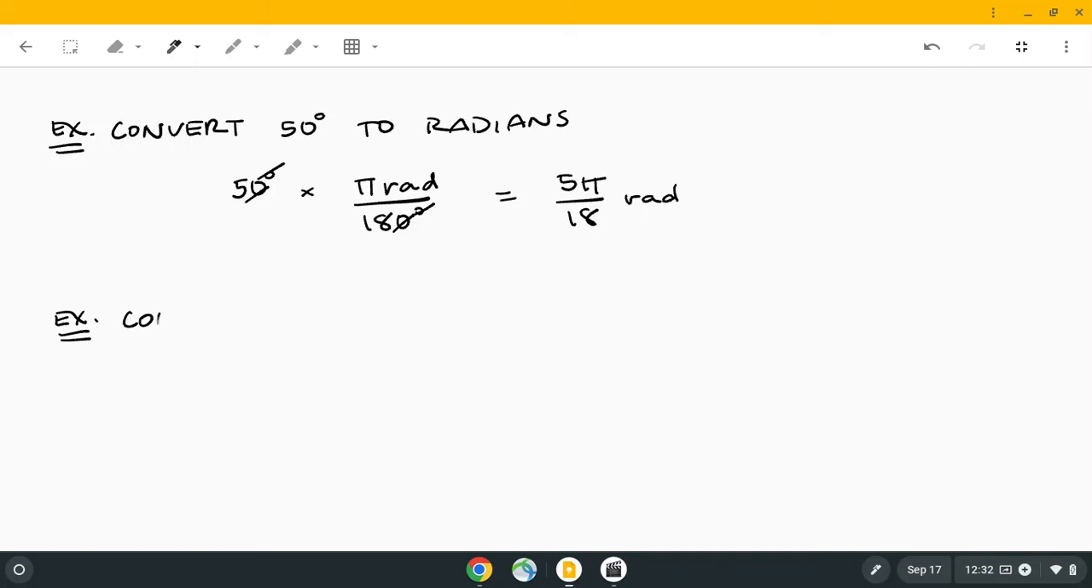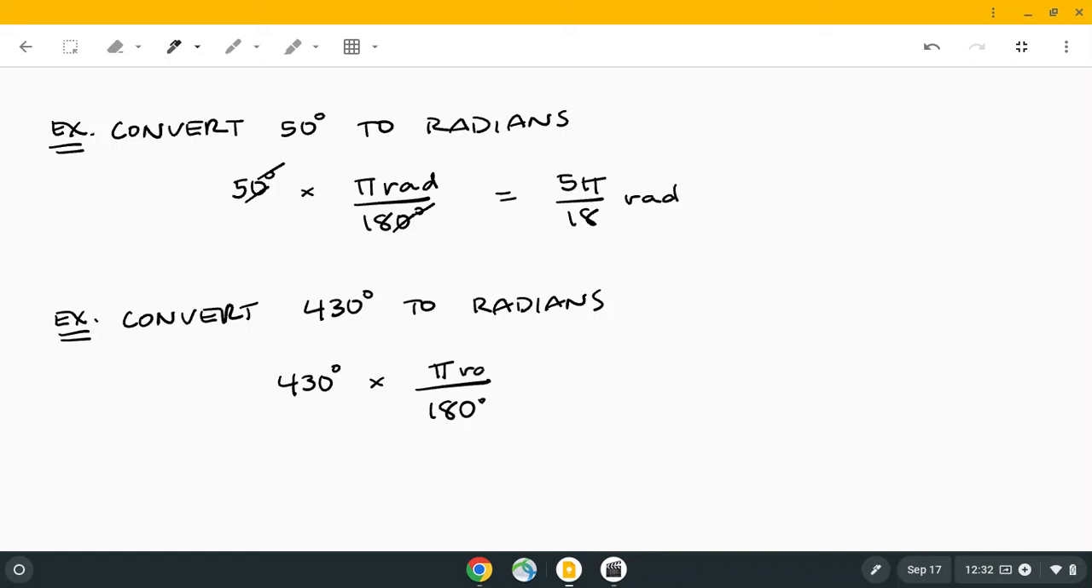Okay, so let's go ahead and convert 430 degrees to radians. So again, we have 430 degrees. Do our little dimensional analysis. We want to cancel out the degrees, and we want to end up with radians. So here the degrees cancel out. They're both divisible by 10. And we get, what is that, 43 over 18? 43 pi over 18. You can leave your answer like that.